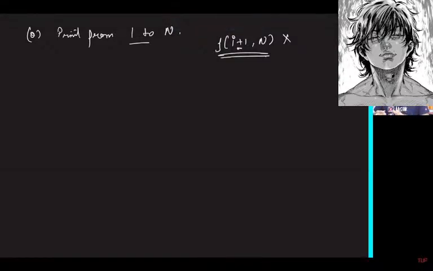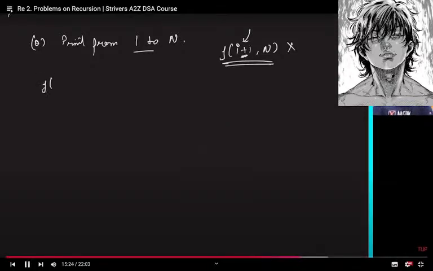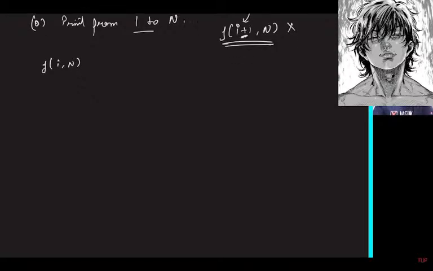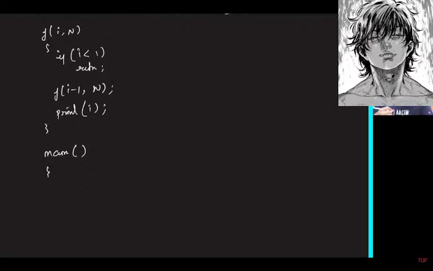Over here I'm going to teach you something called backtracking. Let's understand backtracking. Since I'm not allowing you to use plus, you have to use minus. So as usual, f of i comma n. This time, if i at any time goes lesser than 1, you return. Then f of i minus 1 comma n, and right after that I'm writing print of i. In main, let's take the input of n and call f of n comma n.